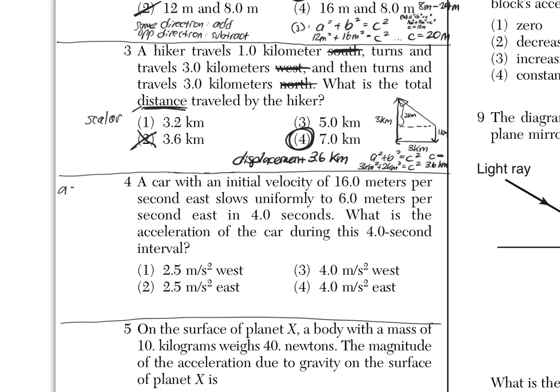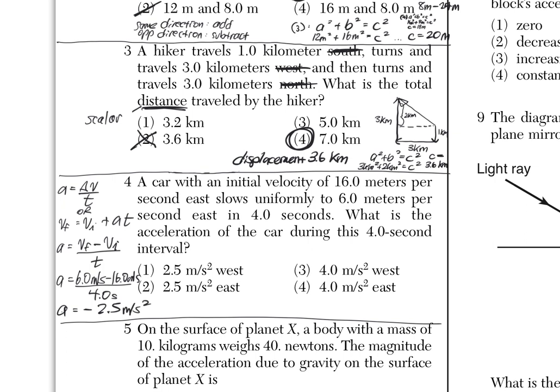You can use the definition of acceleration, delta v over t, or you can use the first kinematics equation, Vf is Vi plus At. It doesn't matter, but remember that delta is final minus initial, so A is (Vf minus Vi) over t. V final is 6 meters per second, V initial is 16 meters per second, and the time is 4 seconds. 6 minus 16 is negative 10, and negative 10 over 4 is negative 2.5 meters per second squared.